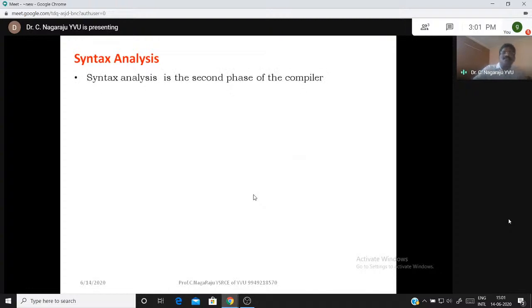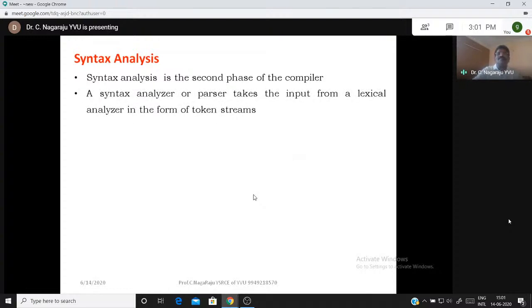Syntax analysis is the first phase of the compiler. A syntax analyzer or parser takes the input from the lexical analyzer in the form of token streams. In the previous class we have already studied how to generate the tokens. After generating the tokens, we give the stream of tokens to the syntax analyzer.